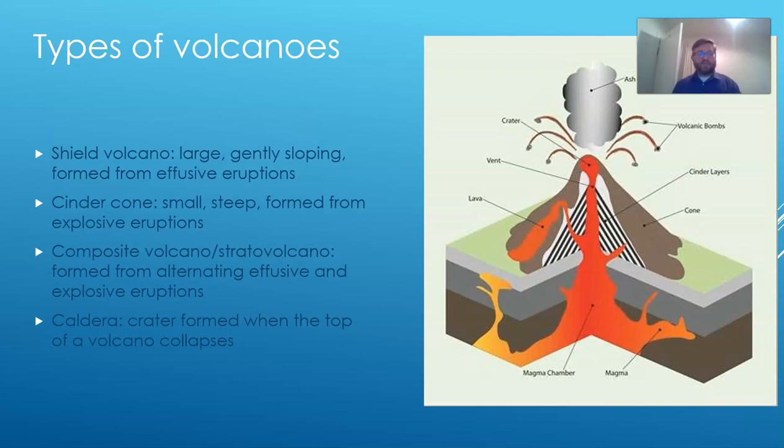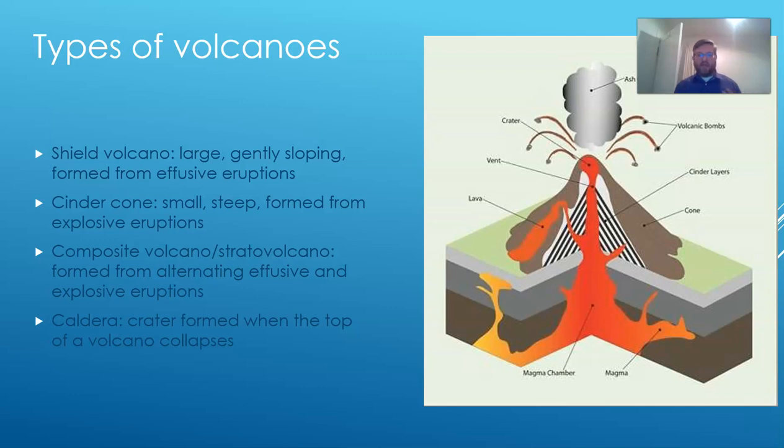On the other end of the spectrum, if you've got a volcano that has mostly explosive eruptions, you're going to get a cinder cone. So that's going to be a much smaller and much steeper volcano. So you're going to get this small, steep pile of cinders, ashes, and other materials that come blasting out of this volcano with these explosive kinds of eruptions.